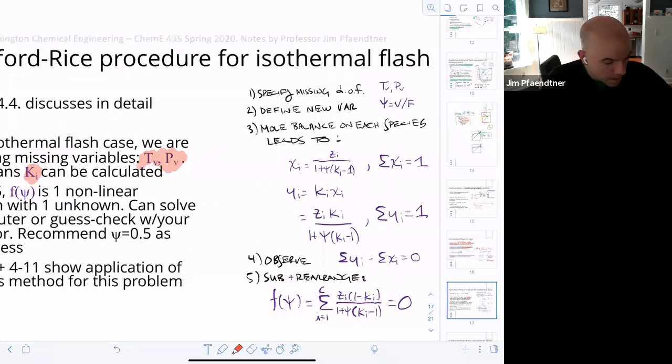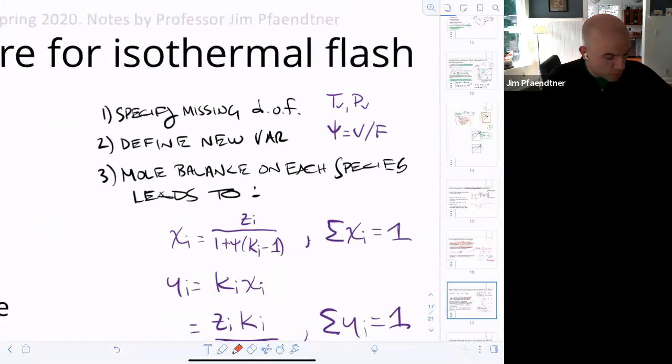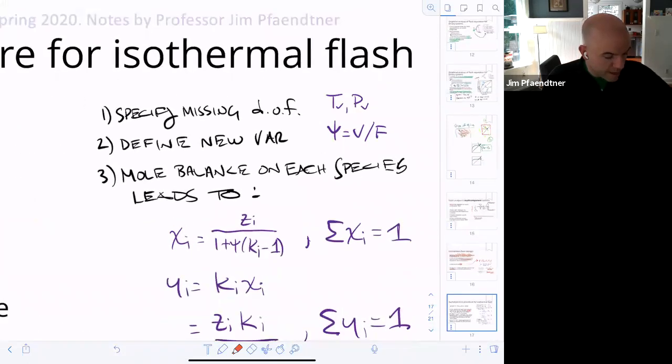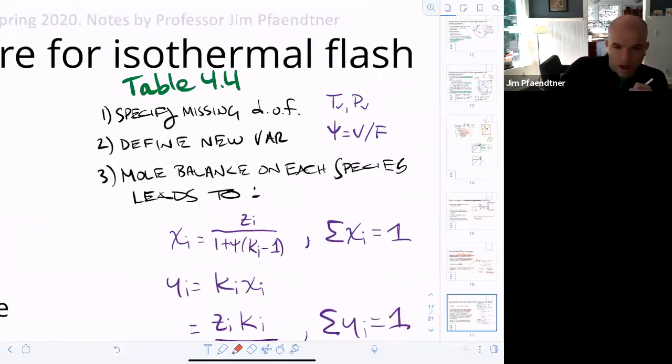So let's walk through what can be found in Table 4.4, if you want to go into great detail in your book, but this has all the needed equations. All the purple stuff you don't have on your slide in front of you. I'll pause at the end and make sure that I've answered all the questions that come up.